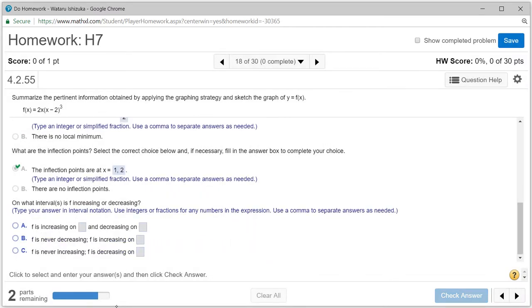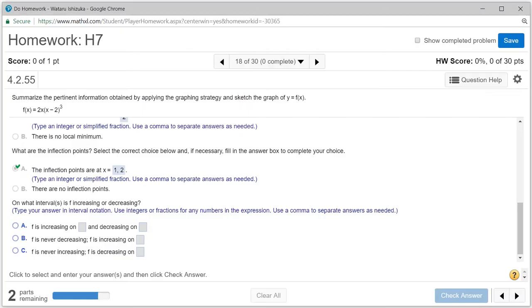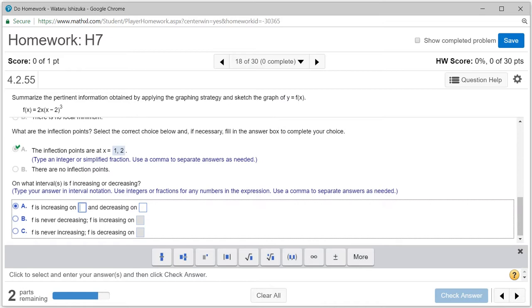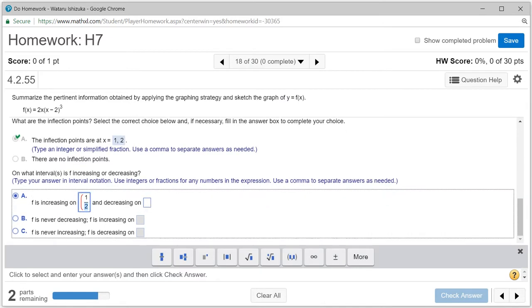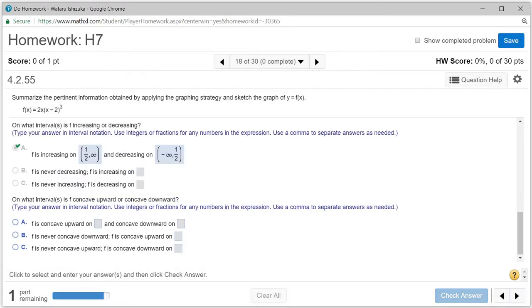And on what intervals is f increasing or decreasing? I'm going to have to go back here. It's decreasing on the interval before 1/2. After that, it's increasing. So increasing from 1/2 to infinity, and decreasing from negative infinity to 1/2. Let's check the answer. We got that. So f is concave upward.